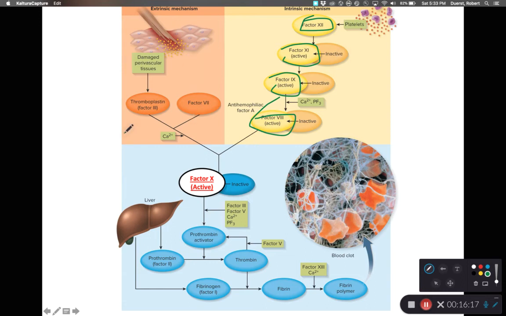So what do I want you to know for the test? I want you to know extrinsic is simpler. It involves 2 proteins in the cascade.